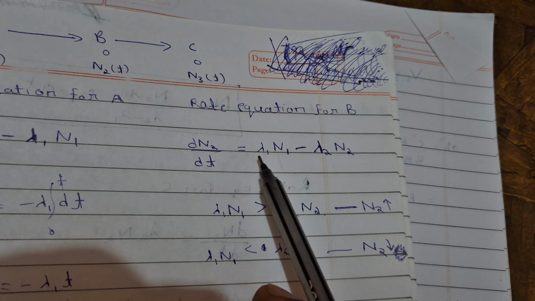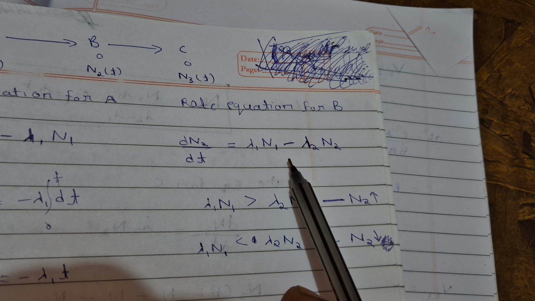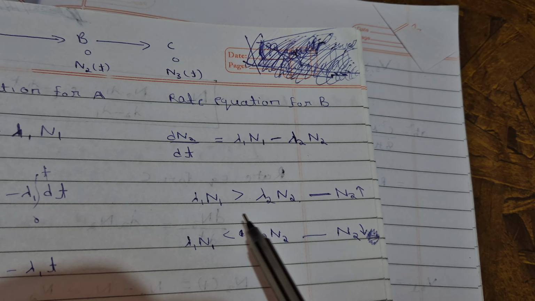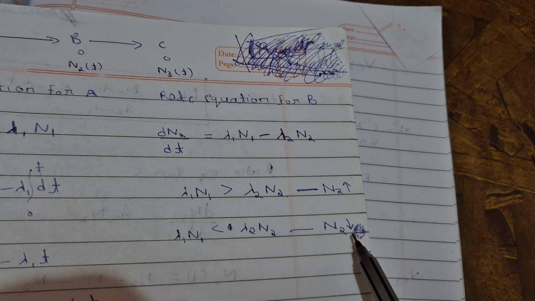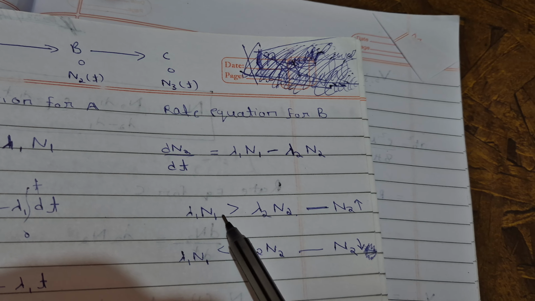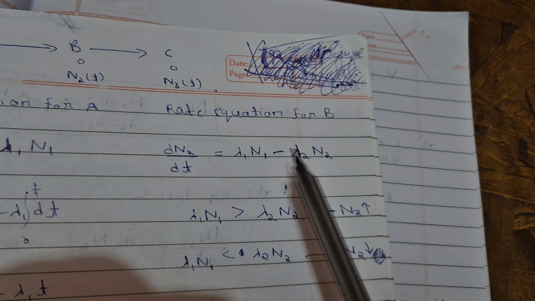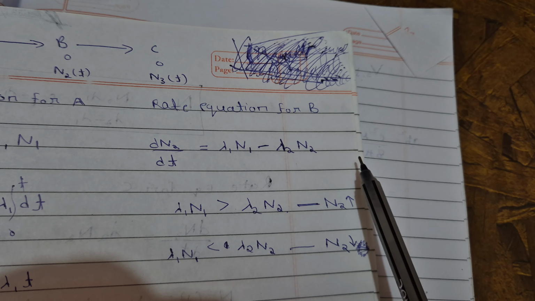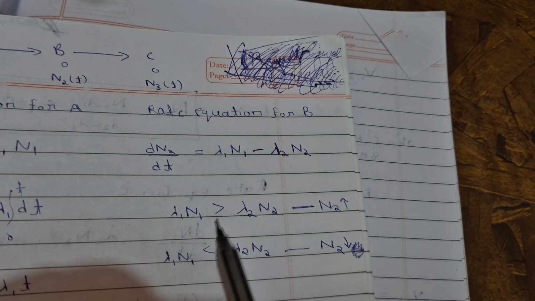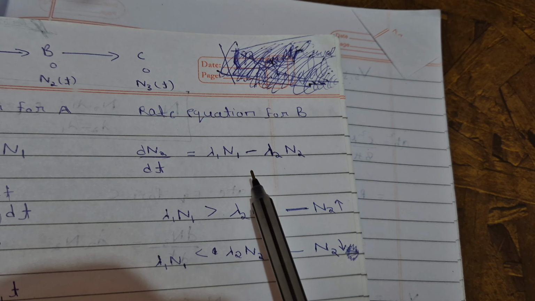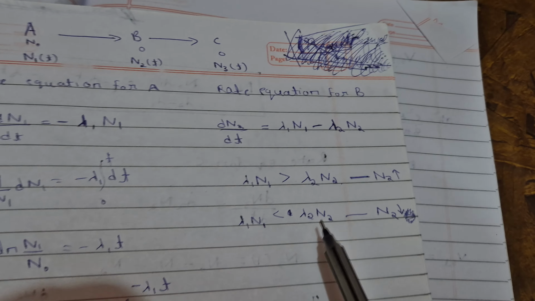So this is the complete thing, increasing and decreasing, and the net gives how n2 is changing with time. If lambda 1 n1 is greater than lambda 2 n2, then n2 will start to increase, and if lambda 1 n1 is less than lambda 2 n2, then n2 will decrease. If it is greater, more nuclei are increasing in B as compared to decreasing into C, so it increases. But if not that many nuclei are being produced into B and more are decaying into C, then n2 will decrease. That's how you can see this.